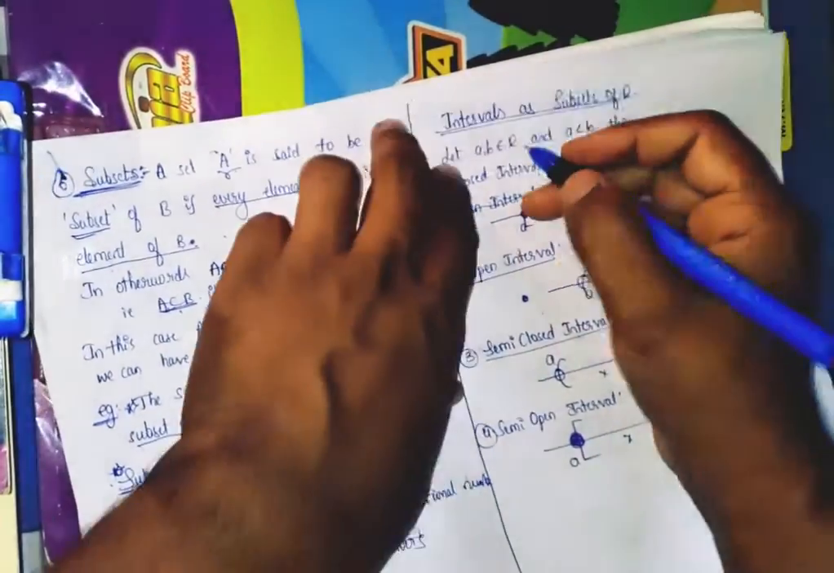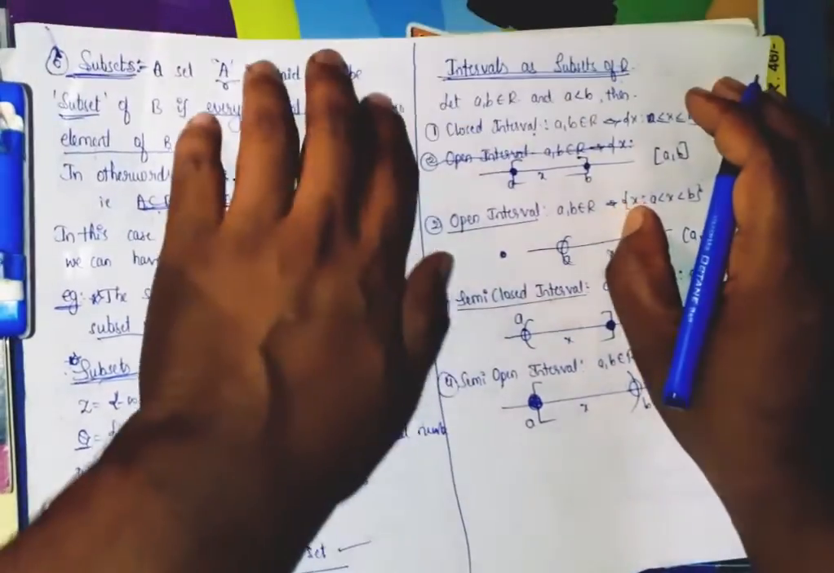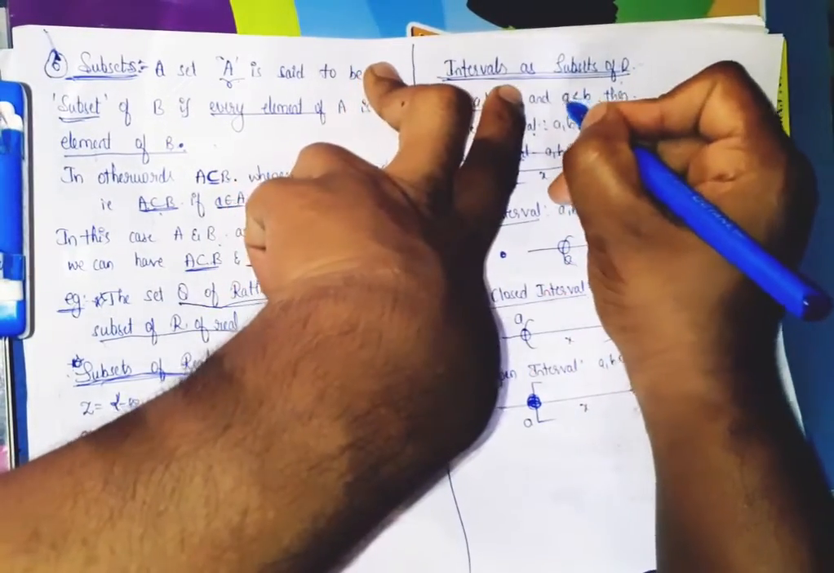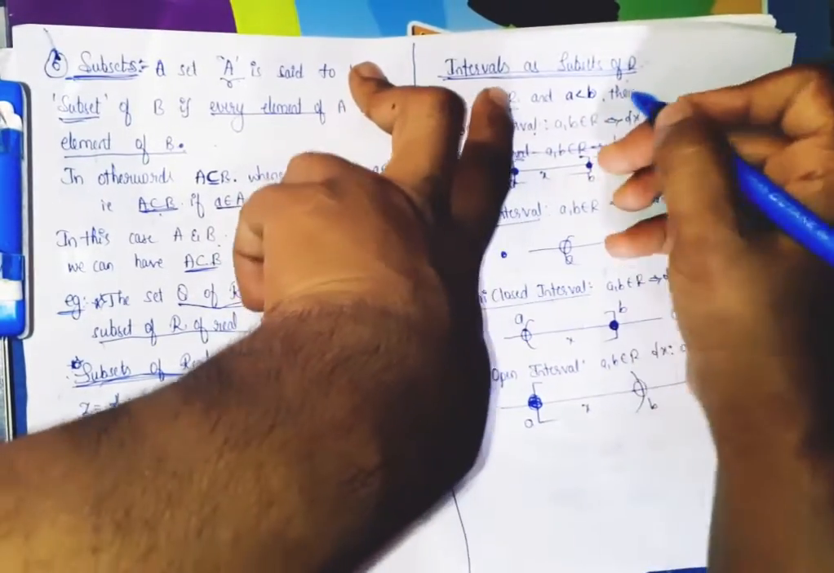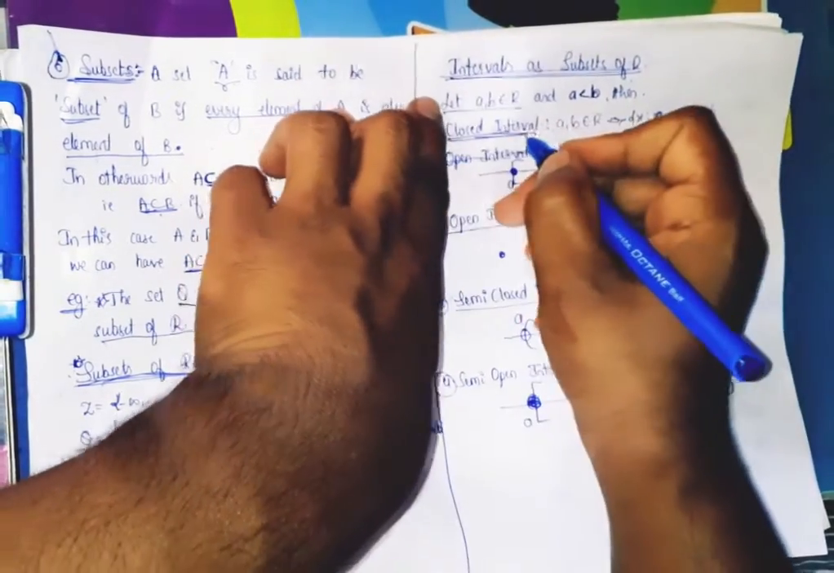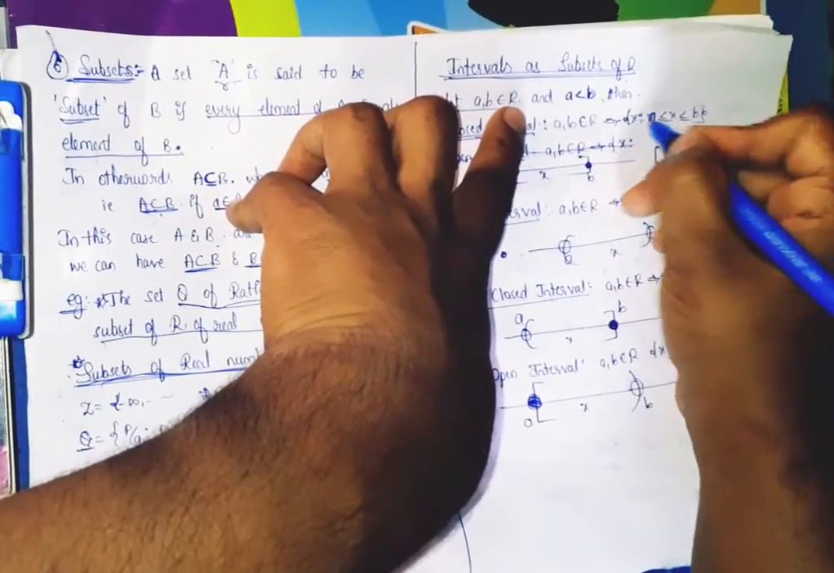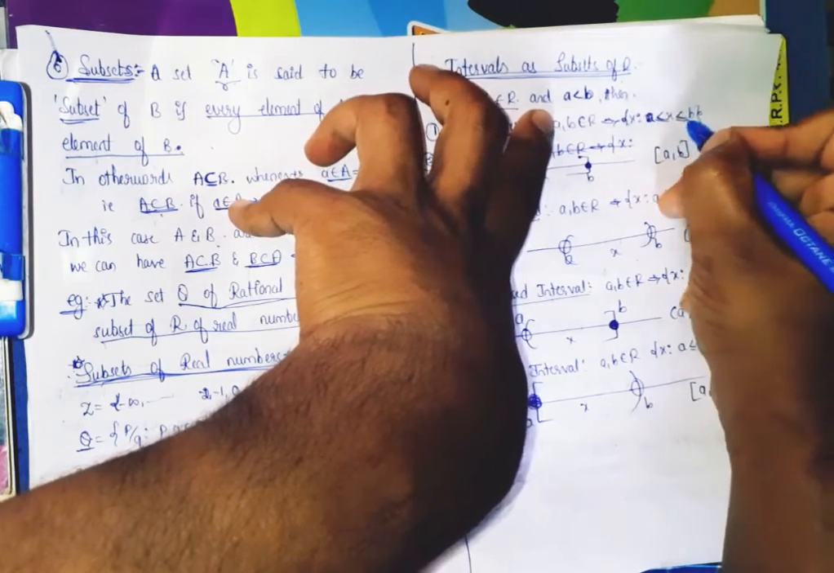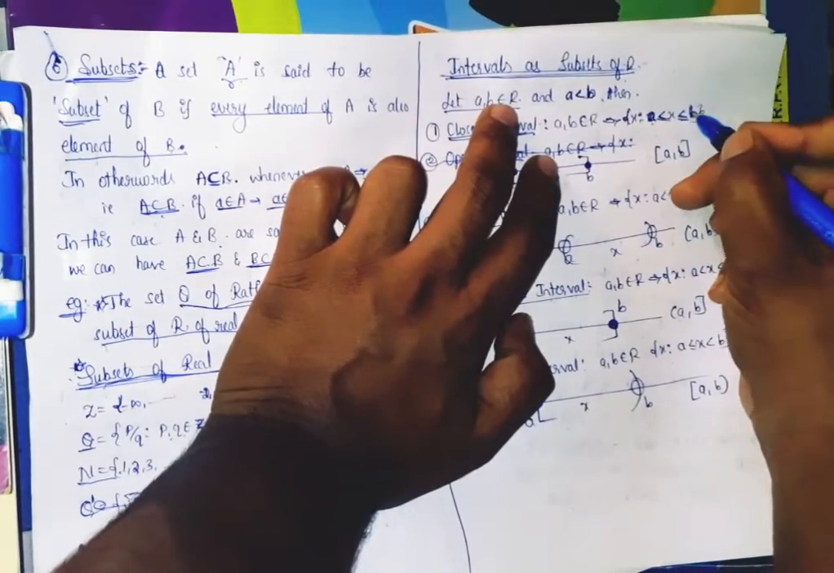And we also define intervals on subsets of R. How to define the intervals on subsets of R? Here a, b belong to R and a is less than b. Then the first one we are defining is the closed interval. In the closed interval, a, b belong to R, we can write x such that x is greater than or equal to a but less than or equal to b.